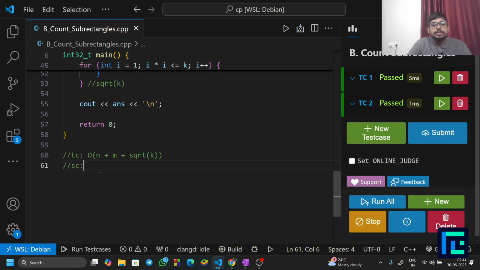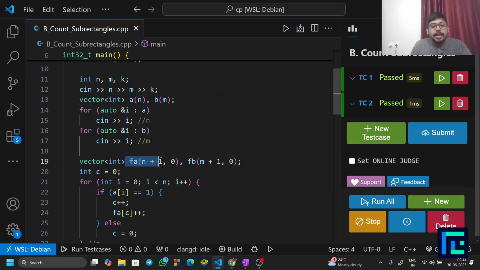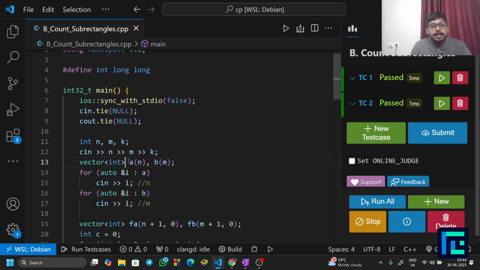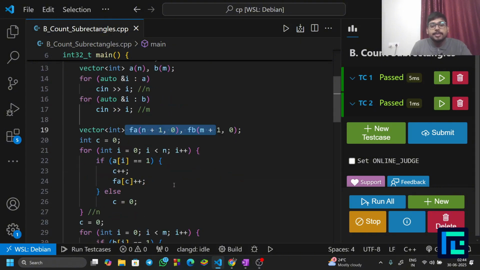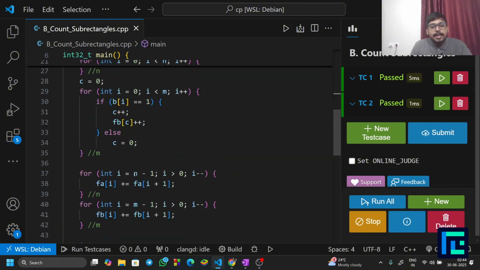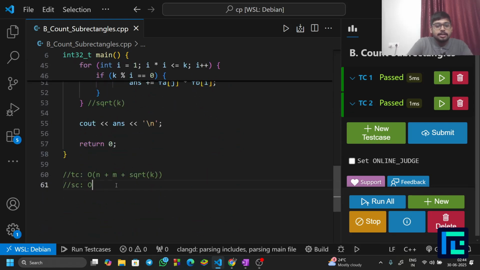If we analyze the space complexity, we have array A and array B of size n and m. These two, FA and FB, are also of size n and m, and other than that we don't have any other vectors, so our space complexity would be n plus m.